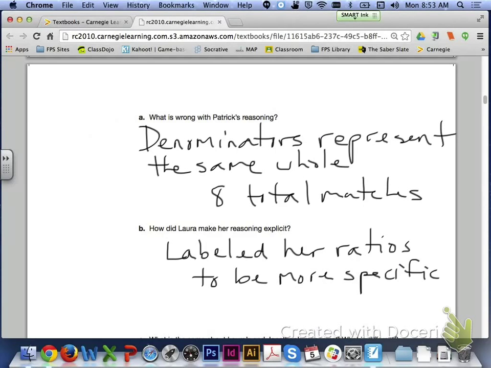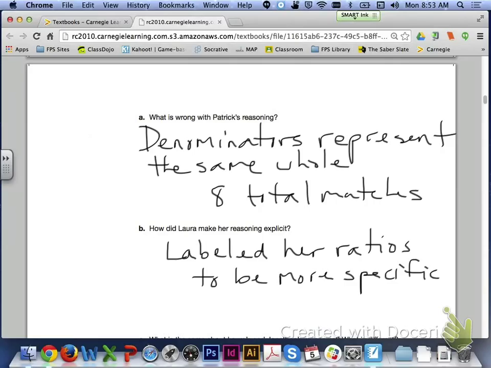Let's take a look at letter A and B first. What is wrong with Patrick's reasoning? Patrick assumed the denominators of each fraction represent the same whole, but they actually are representing two different wholes from the two different tennis tournaments that she was in, the two different events. So when you combine all the matches together, there's actually a total of 8 tennis matches, not 4 like he thought.